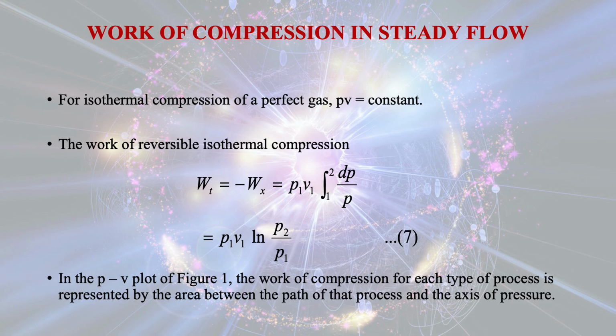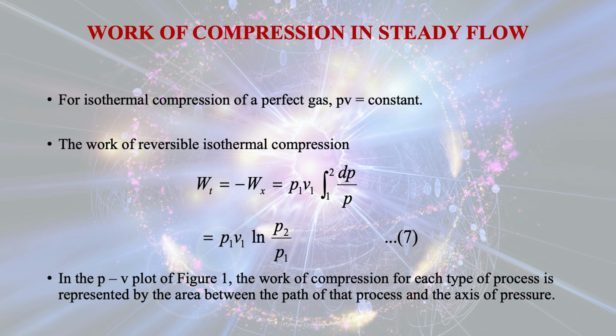Now let us find out the expression for the work done for isothermal compression. For isothermal compression of a perfect gas, that is PV is equal to constant, the work of reversible isothermal compression Wt is equal to minus Wx is equal to P1 V1 integral of dP by P. This is a simple integration. You can calculate the final work done, which will be equal to P1 V1 ln P2 by P1.